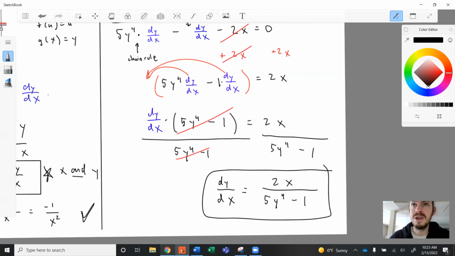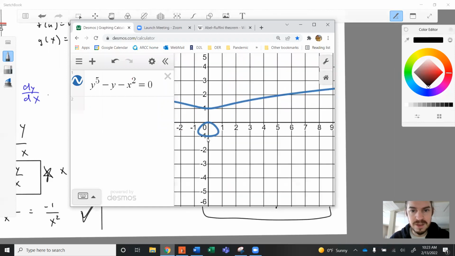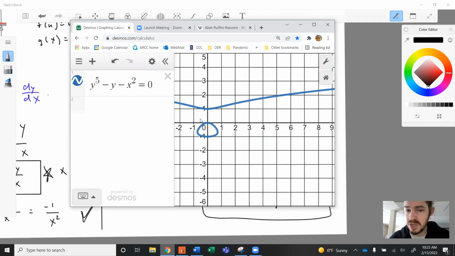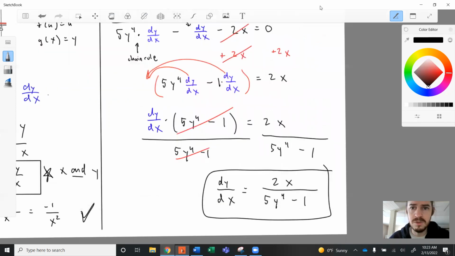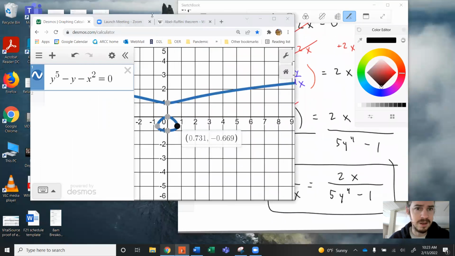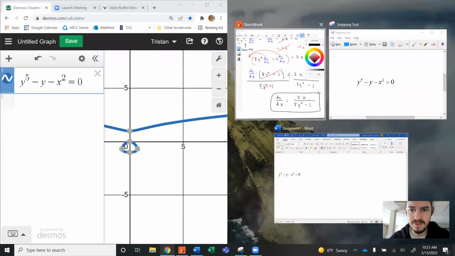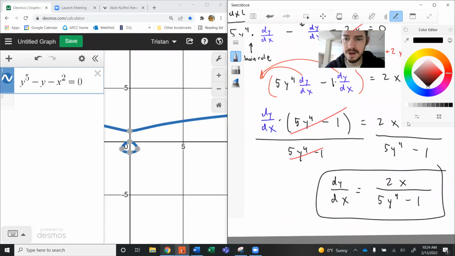I'll bring back the graph here. It's a formula that tells us the slope of a tangent line for any point on this graph. Let's pick a point on the graph. Here's a point, 0.731, negative 0.669. I'm going to demonstrate how we can use this answer that we got. Should be able to do something very clever like that. There we go, and I'm going to move my face up there.